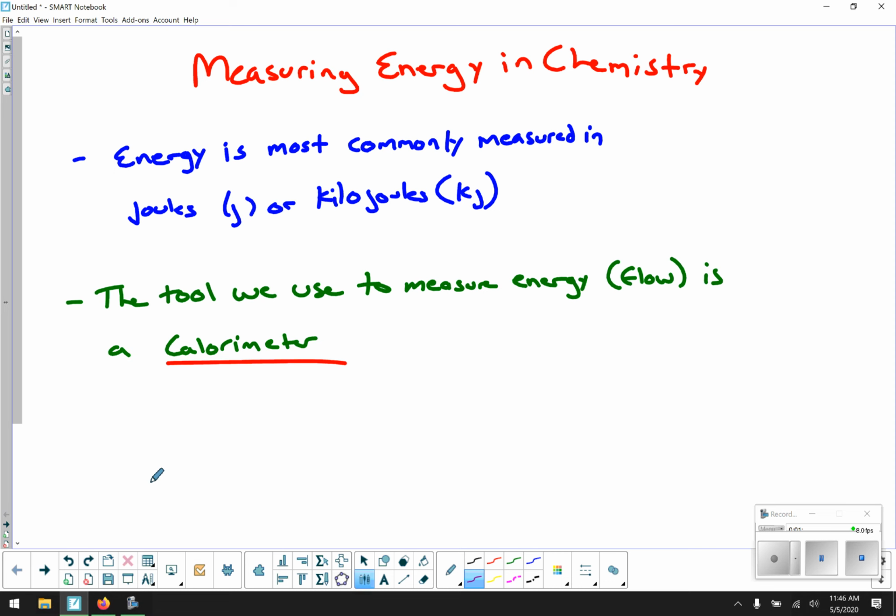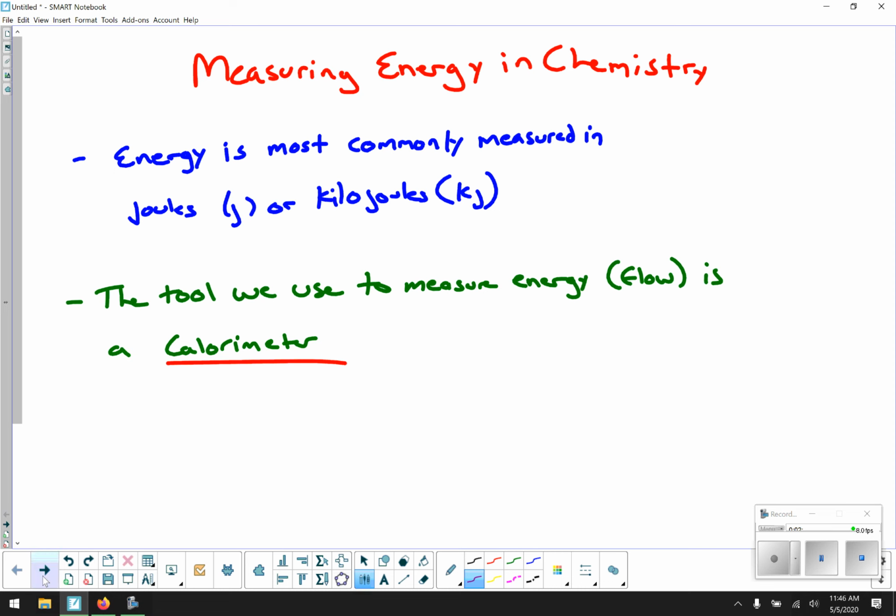And when we measure the effects of energy in chemistry, we're talking about things getting hotter or colder. We're talking about temperature change. Energy in chemistry is measured as heat primarily. So again, we're going to be measuring it in joules or kilojoules. We will not be using calories for this. For calorimetry, we'll just be using joules or kilojoules. The tool we use is a calorimeter. Calor means heat in Latin. Meter means measure, so heat measurer.